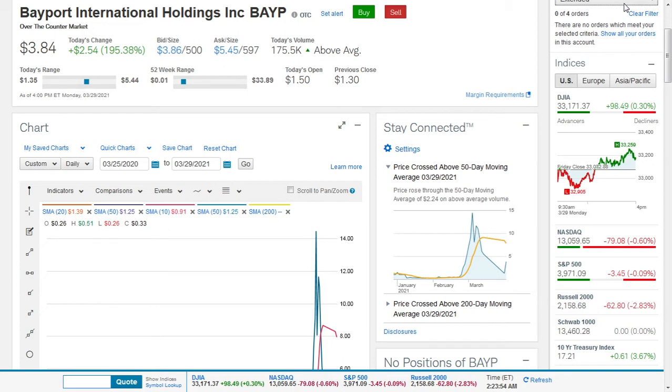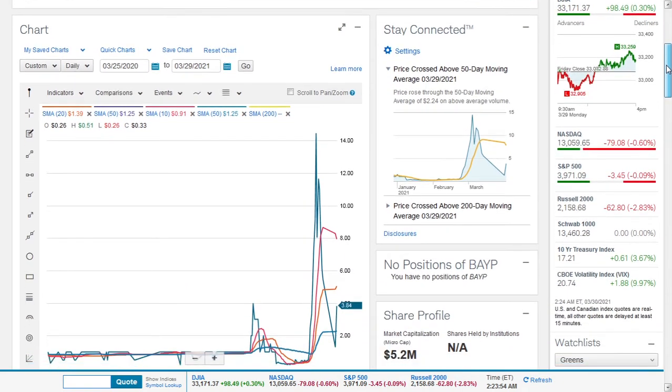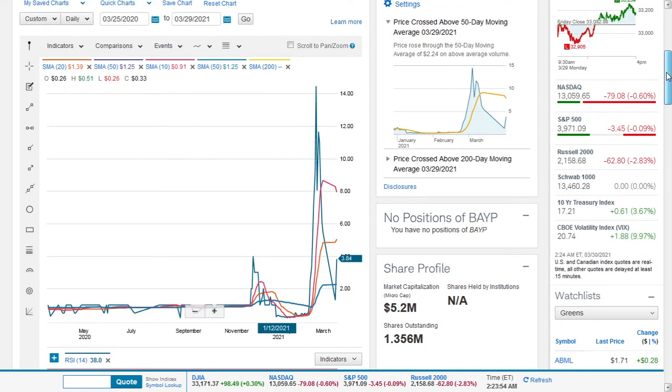It was above average, and certain market participants feel it's good when there's an above average stock movement and very high price gains as well. So we can see here it says price rose through 50-day moving average of $2.24 on above average volume. So moving down, we can see that it has a market cap of $5.2 million.